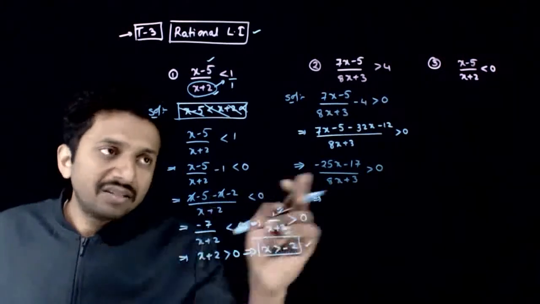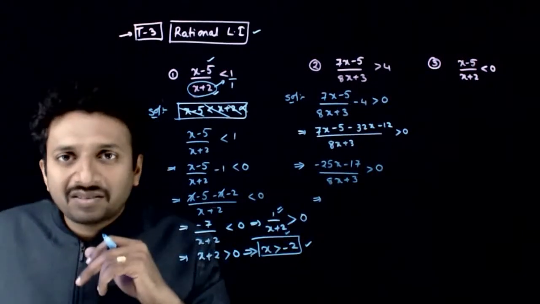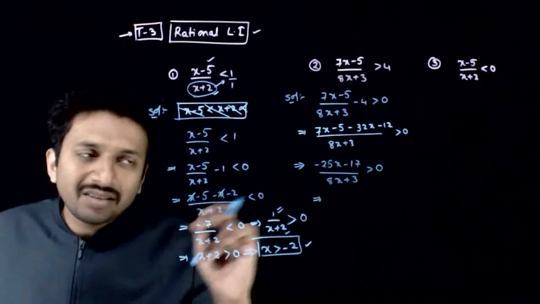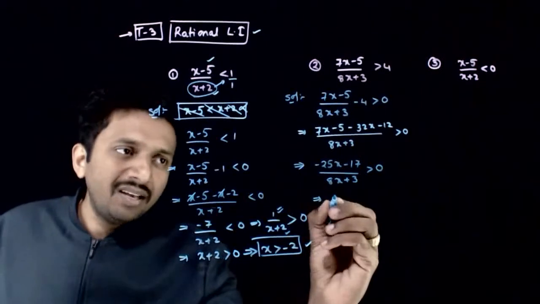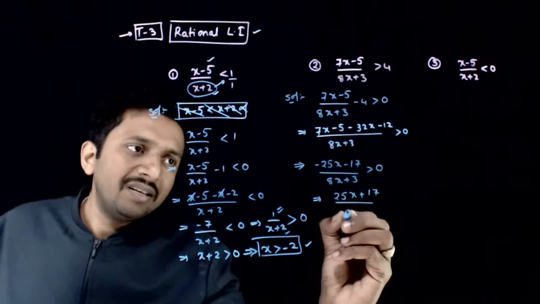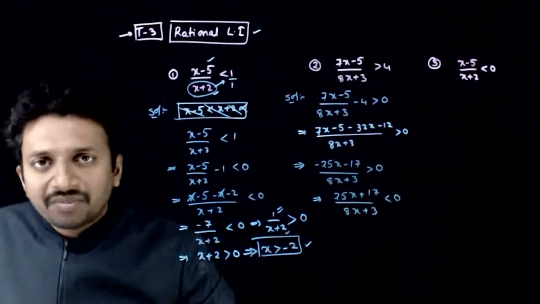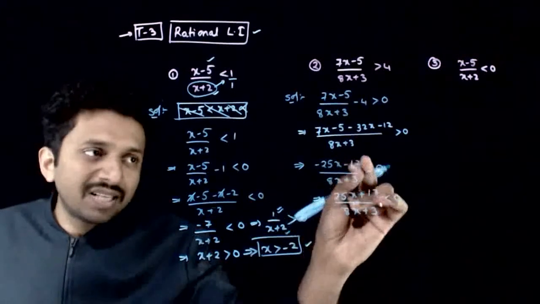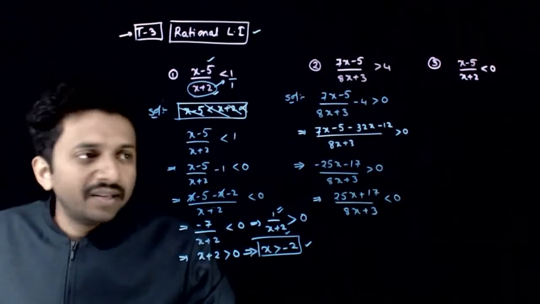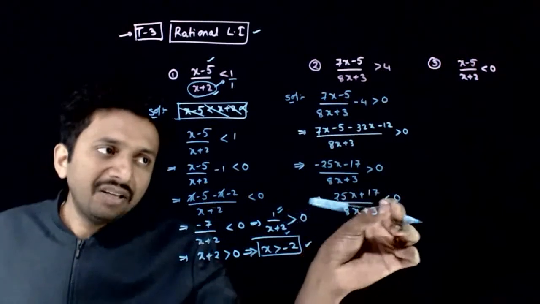This implies, now I'll uniformly multiply both sides with a minus, because you have both of them minus. So if I uniformly multiply with a minus sign, I get 25x plus 17 by 8x plus 3 is less than 0, because if I multiply with minus 1, the sign of inequality reverses. So now you have an inequality: a fraction is less than 0.